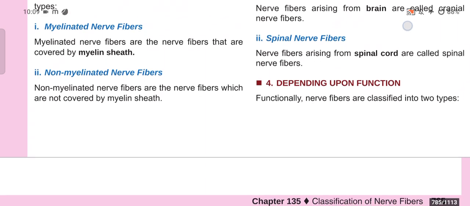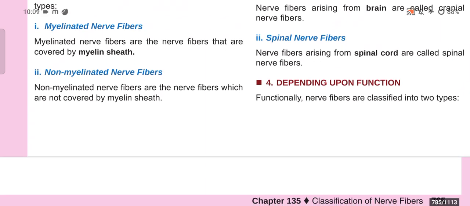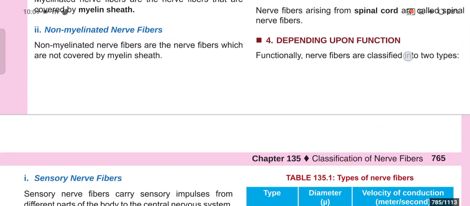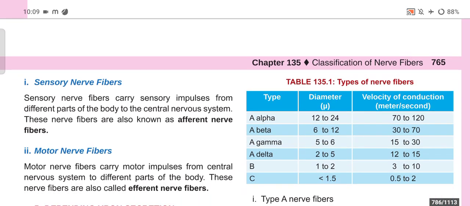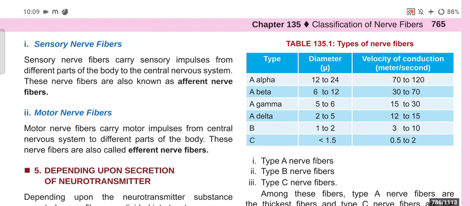Now, depending upon the function, nerve fibers are classified into two types. One is sensory nerve fibers and one is motor nerve fibers. Sensory nerve fibers carry sensory impulses from the different parts of the body to the central nervous system, and these nerve fibers are also known as afferent nerve fibers. Then motor nerve fibers carry motor impulses from the central nervous system to different parts of the body, and these nerve fibers are also called efferent nerve fibers. So afferent is sensory and efferent is motor.